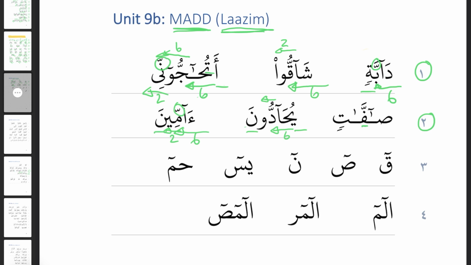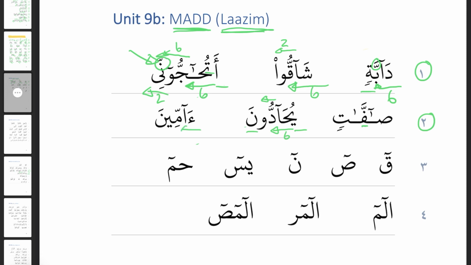So the thing is, if the letter with the shadda is a meem, which it is here, or is a noon, which it was here, then you must remember to hold the ghunna. That bit can't be missed. So there is just so much going on, isn't there?